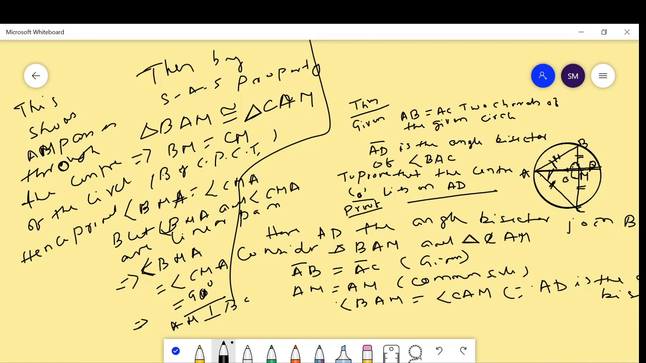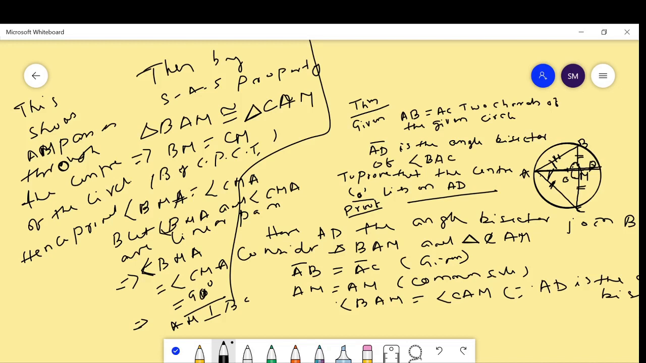Look at here, the theorem says AB and AC are two equal chords of the circle where AD is the angle bisector. We have to prove that the angle bisector passes through the center. Then here we join the angle bisector, join BC, and here the two triangles ABM and CAM. Consider the two triangles BAM and CAM. Here these two triangles are congruent.